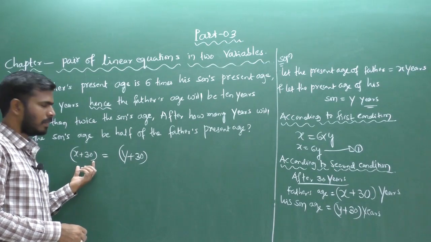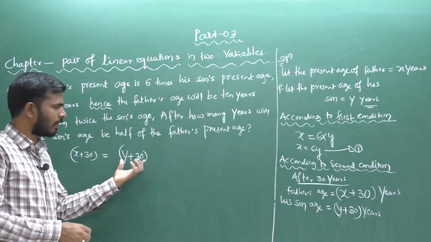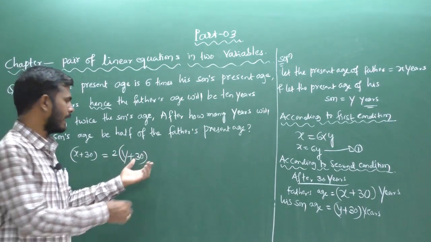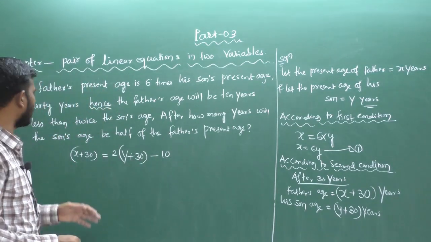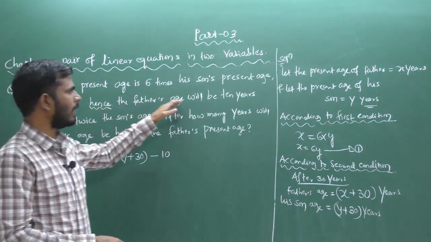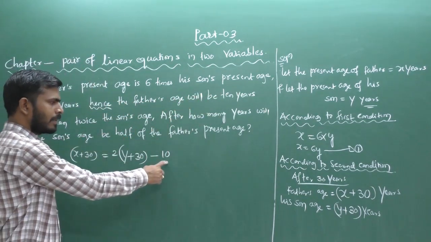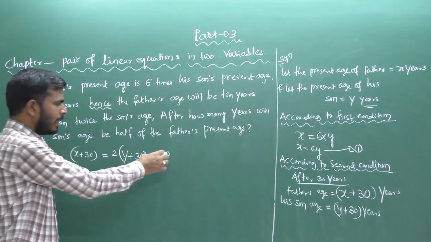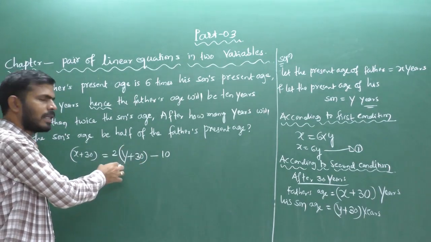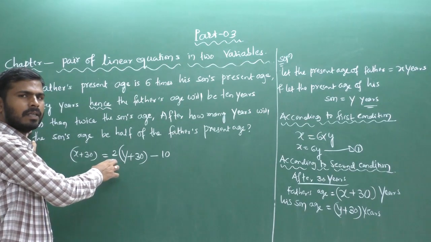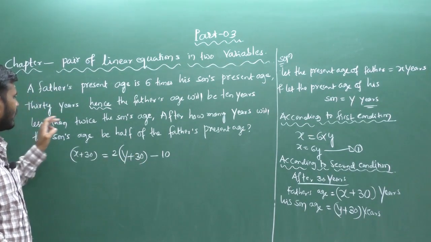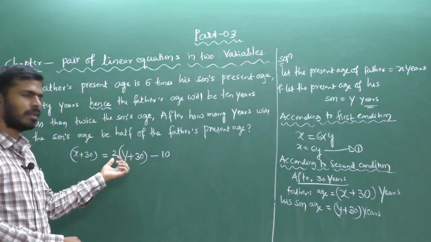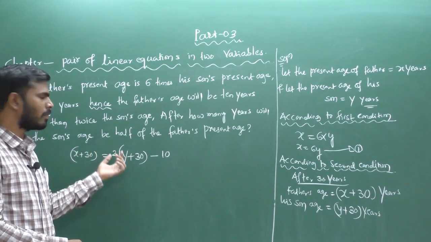So the father's age after 30 years will be twice his son's age, that is y plus 30, less 10 years. Twice means you have to multiply by 2. Less than 10 years given. 10 years less means you have to subtract 10. Comparing the father's age and the son's age, the father's age is 10 years less than twice his son's age. Twice means multiply by 2, thrice means multiply by 3.